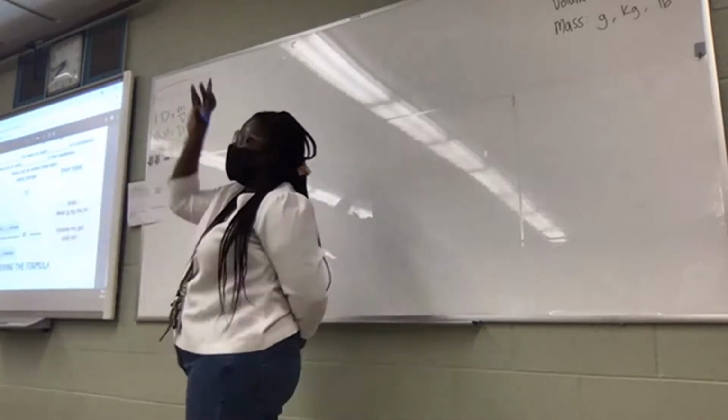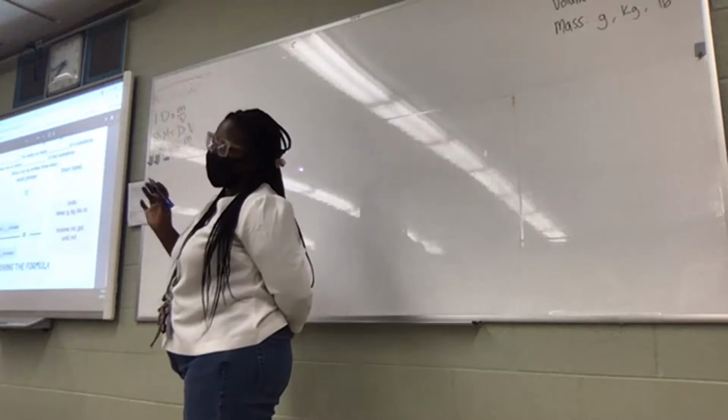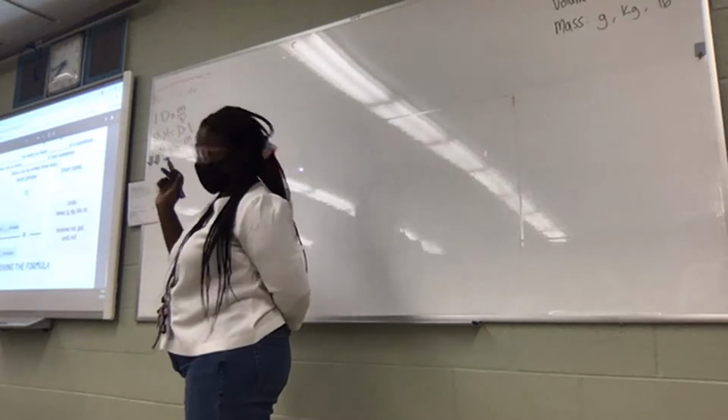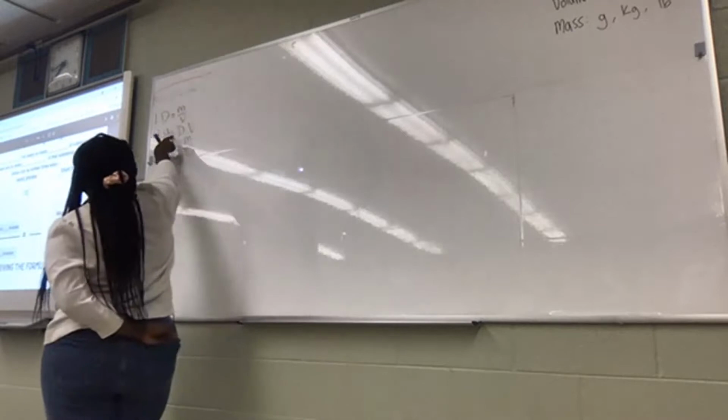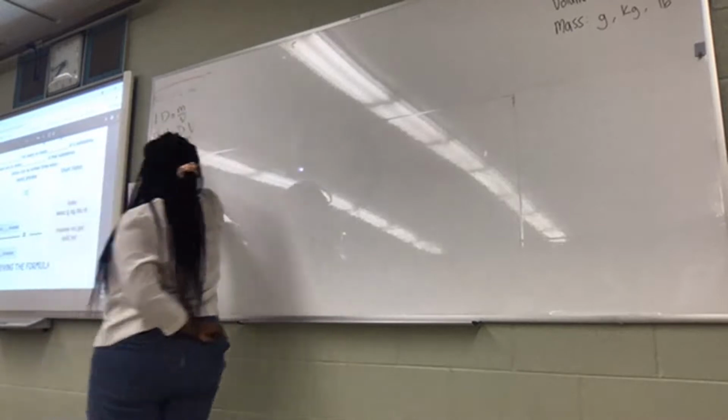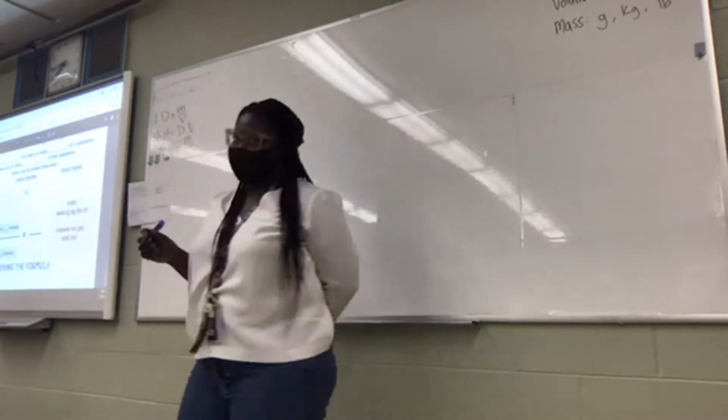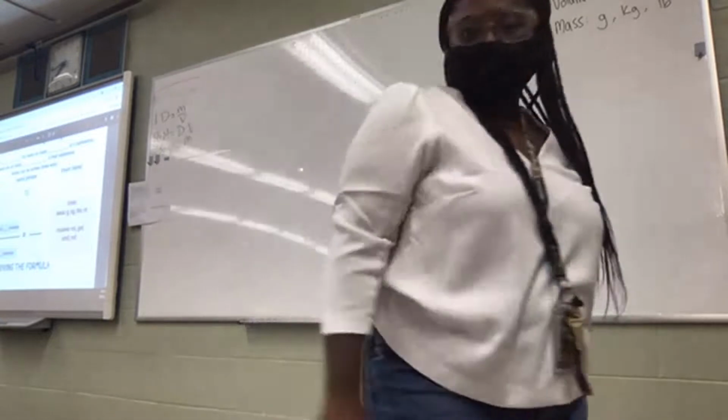I would write it in that big open space at the top so I can find it. Wherever you write it is fine by me. Make sure you can find it quickly though. The next one is mass equals density times volume. And the last one is volume equals mass over density. Write fast. Let's get this in.